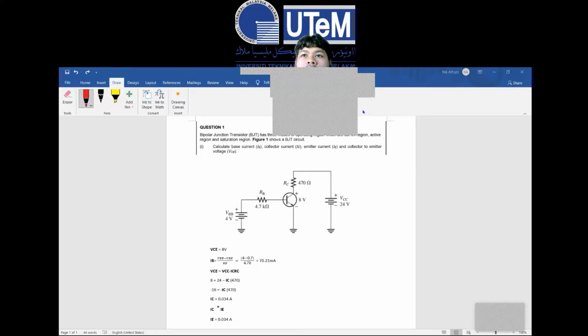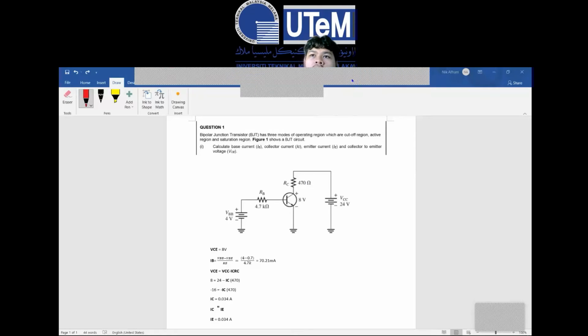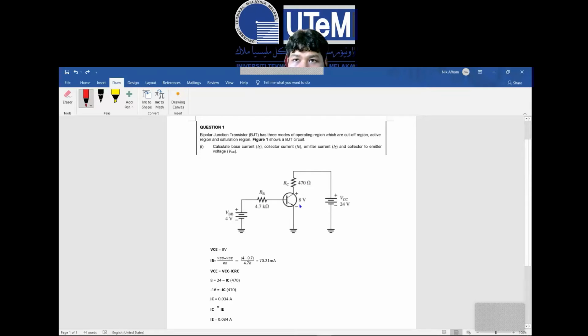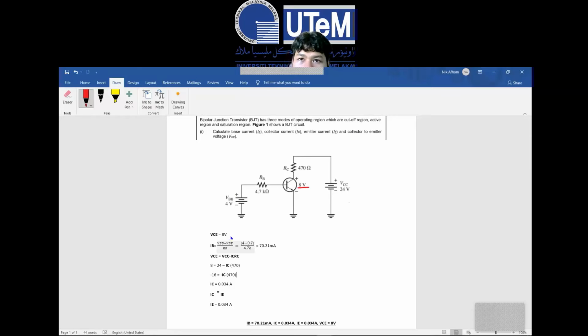Assalamualaikum warahmatullahi wabarakatuh. I am Muhammad Afham bin Muhammad Affandi and I will explain question 1, one Roman. The question is to calculate base current IB, collector current IC, emitter current IE, and collector to emitter voltage VCE. Based on the circuit, the value for VCE is already given, which is 8 volt.